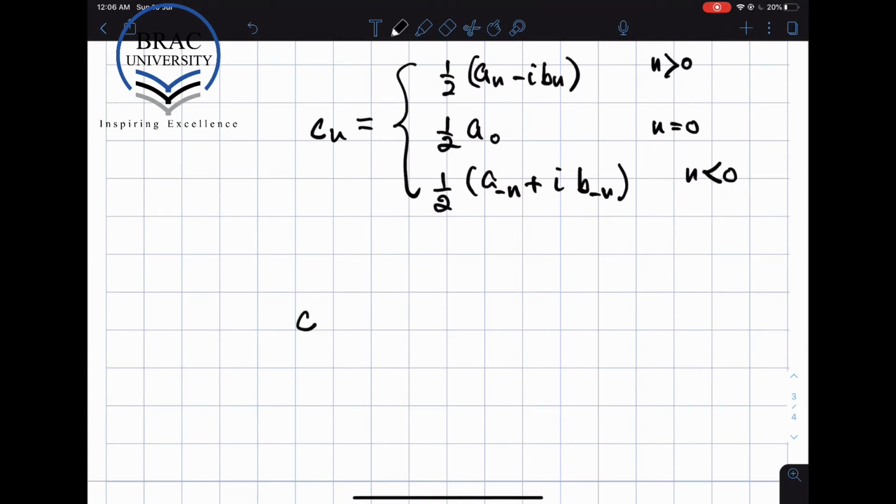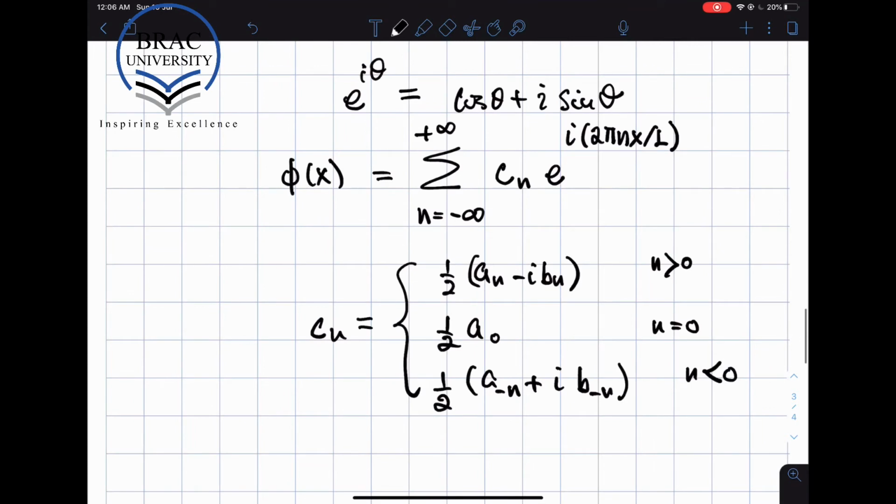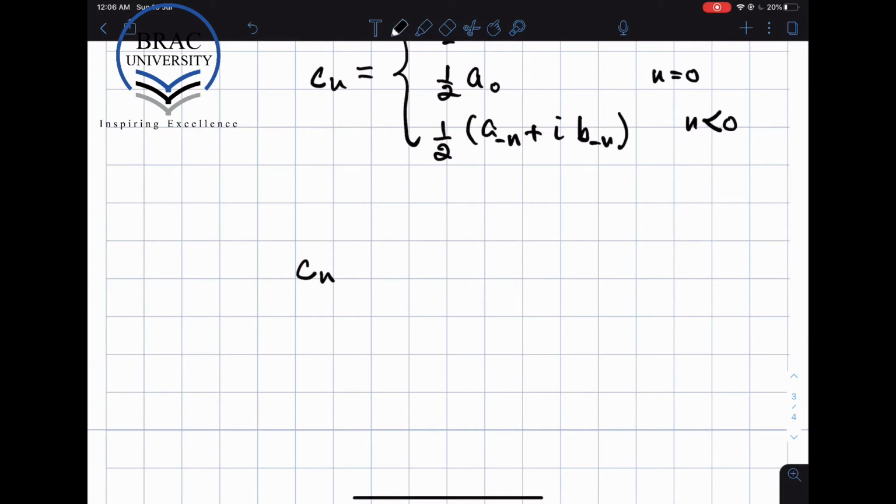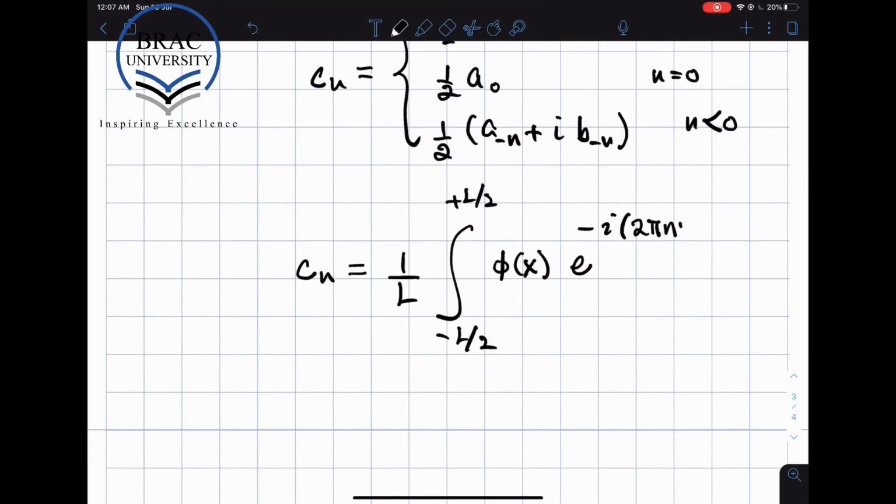And we can also invert this relationship, and I'll give you the formula for inverting it shortly. You can express the coefficients in terms of the function itself: the integral from minus L by 2 to plus L by 2 of the function phi of x times e to the power minus i 2 pi nx over L dx.